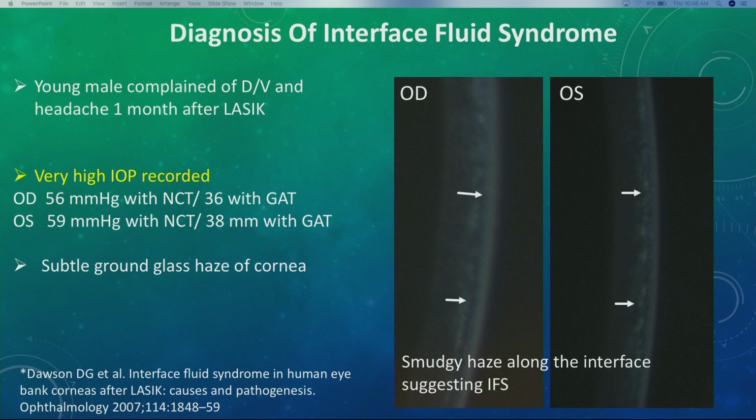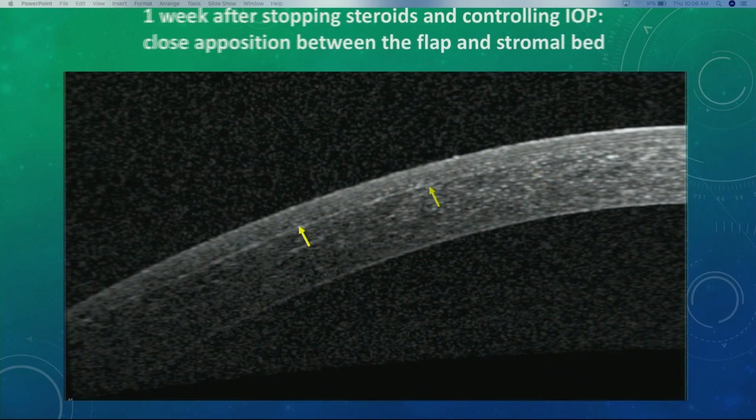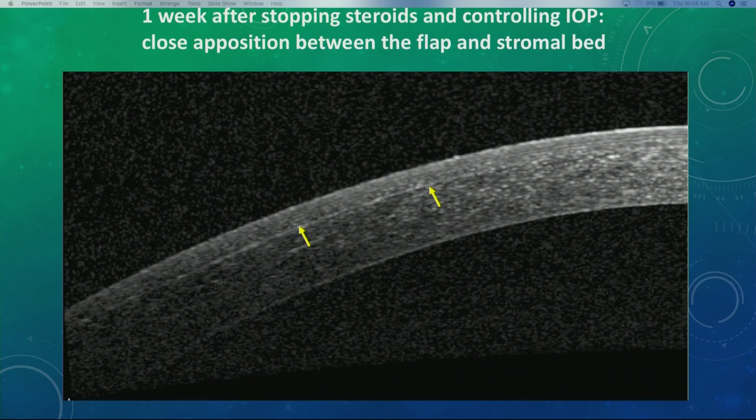A young male complained of diminution of vision 1 month after LASIK, and very high IOPs were recorded. On slit lamp examination, there was a ground glass haze of the cornea. Once we did the OCT, one could see a clear 50 to 60 micron fluid-filled pocket between the flap and the underlying stromal bed. So this helped to confirm our clinical impression. We stopped the steroids and controlled the IOP, and one can see that it has come back to close apposition between the two.